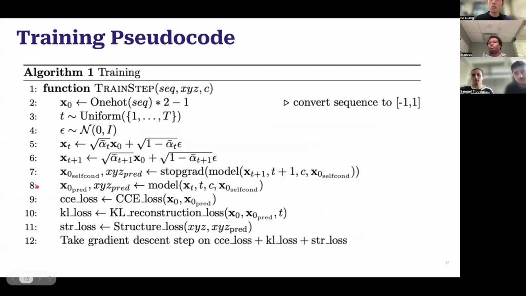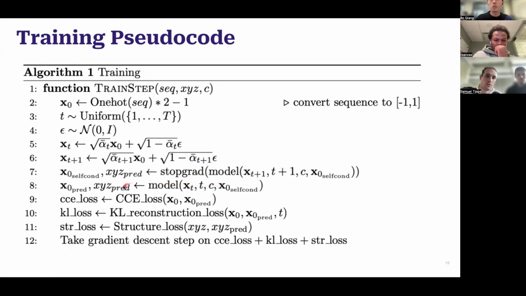To put this a little bit more concretely, looking at how the training process actually works: we one hot encode the sequence, and we apply some transformation to shift this to the analog bits formulation of -1, +1. Then we sample T uniformly. Because we're doing self-conditioning, we generate both XT and XT plus 1. And then without gradients, we do this pass through the model to generate some self-conditioning information. We do this about 50% of the time, like they suggest in the paper.